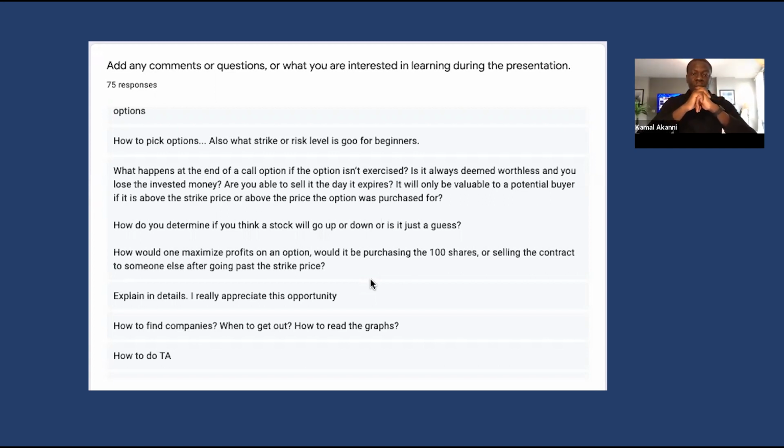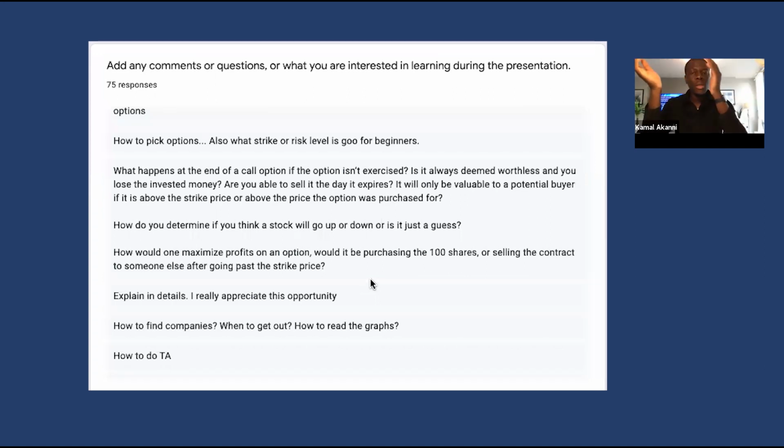How would you maximize profit on an option? Would you be purchasing the 100 shares or selling the contract to someone else? Yes, so that comes to what I mentioned earlier. You never want to exercise it. By exercising it, you essentially will be purchasing the 100 shares for the strike price and then selling it on the open market.